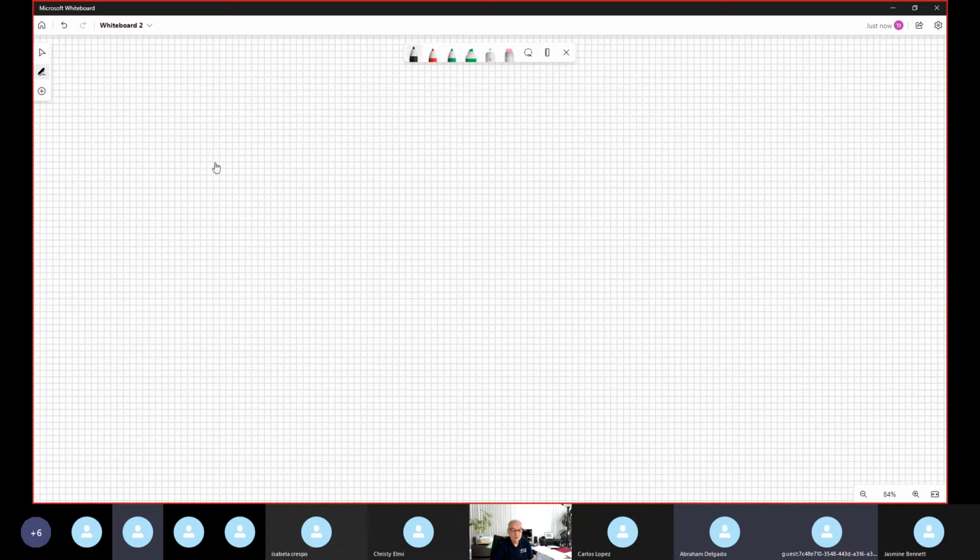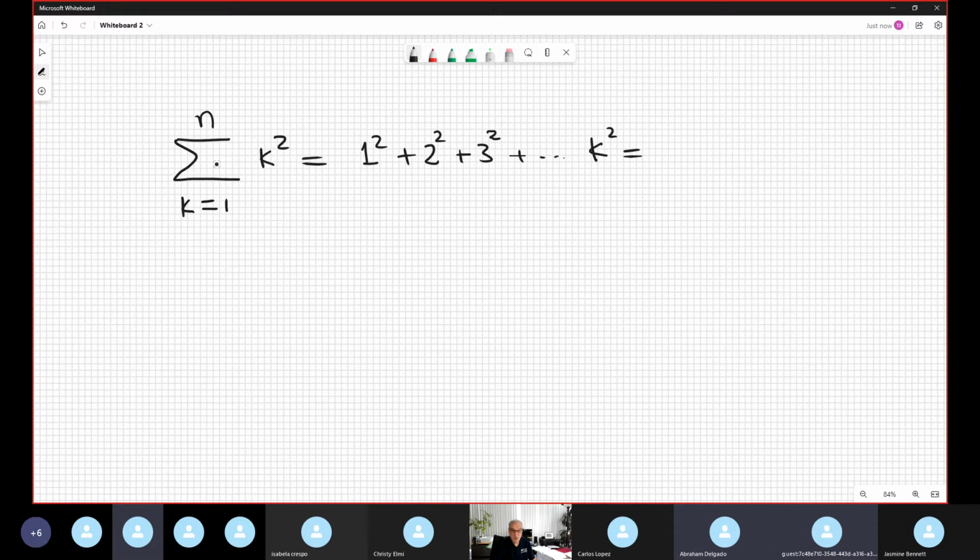Suppose I want to use mathematical induction on this summation from K equals 1 to N of K squared. Oh, this is another formula that we studied, no? By the way, this is 1 squared plus 2 squared plus 3 squared and so on up to N squared. Sorry, this is not K, this is N. K is the index variable, it's 1, 2, 3, 4, 5, and the last one is obviously N. And the formula says N times (N plus 1) times (2N plus 1) divided by 6. Wow, this is a little bit more complicated.